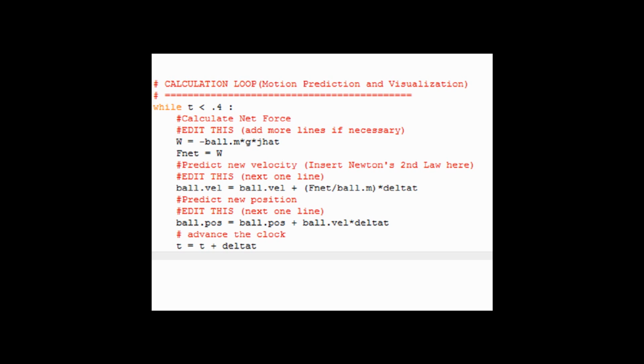The equation for the weight force is inserted here, and the net force is equal to the weight force since we are only considering the effect of gravity here. This is Newton's second law, where the final velocity is equal to the initial velocity plus the net force divided by mass times delta t. The final velocity here is used in the position update equation to predict the ball's new position.